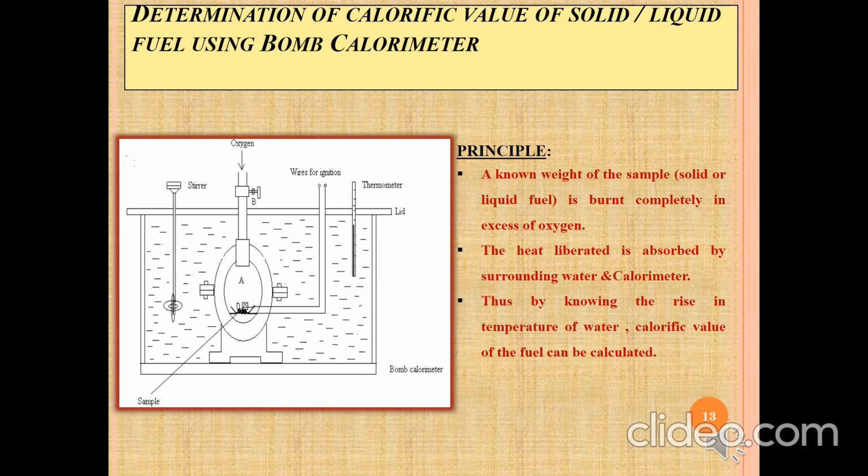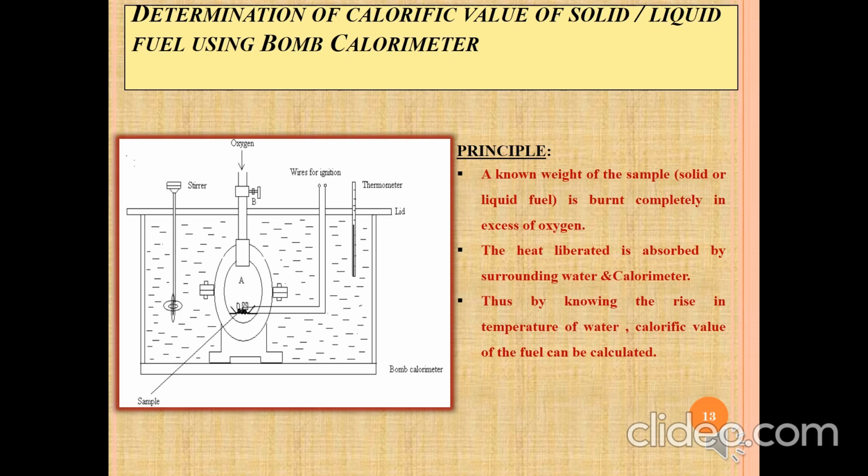Next, the fuel undergoes combustion. Initial temperature is noted down with the help of the thermometer. So the fuel undergoes combustion, and the stirrer is continuously stirred throughout the reaction. So the initial temperature was noted and the final temperature is also noted after the completion of the reaction.